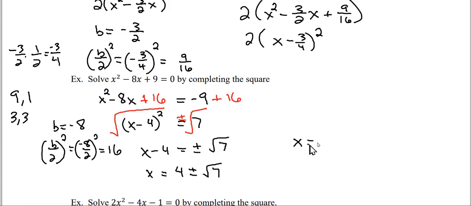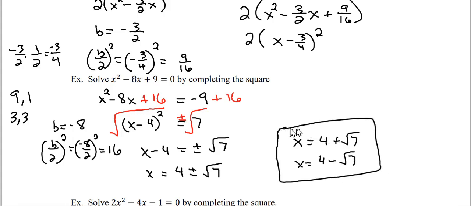If you prefer, you can write that as x equals 4 plus the square root of 7. X equals 4 minus the square root of 7. Okay? So we got two solutions there. So that worked.